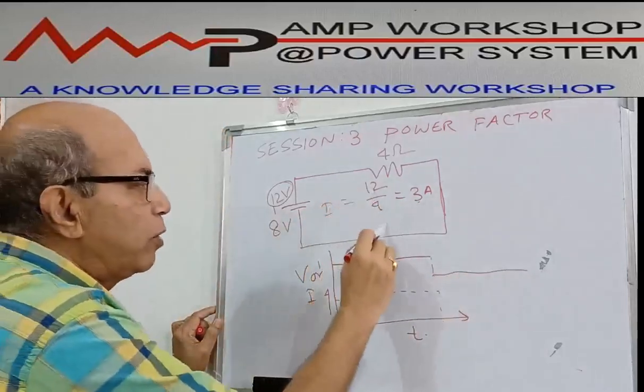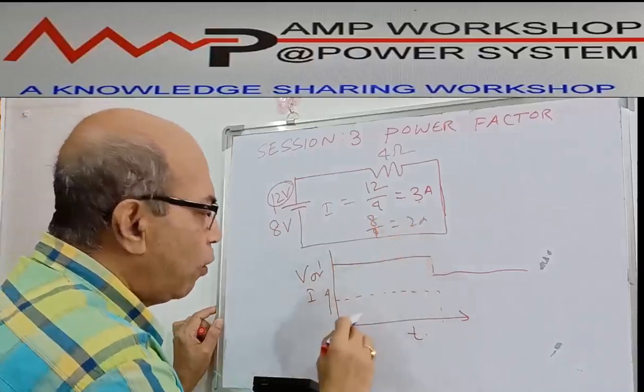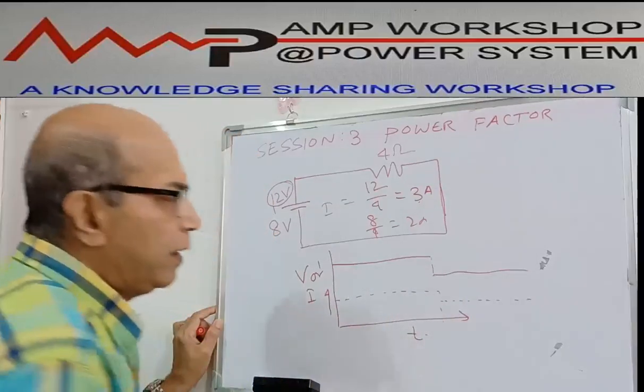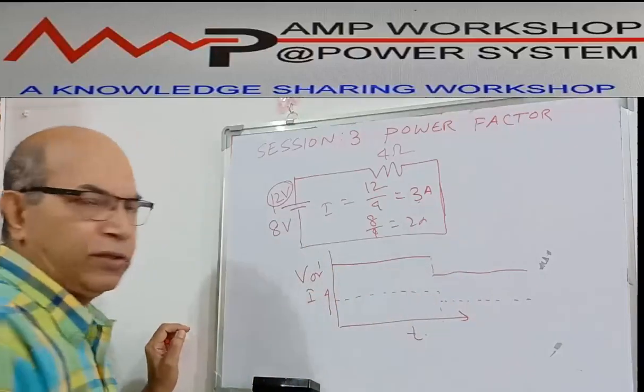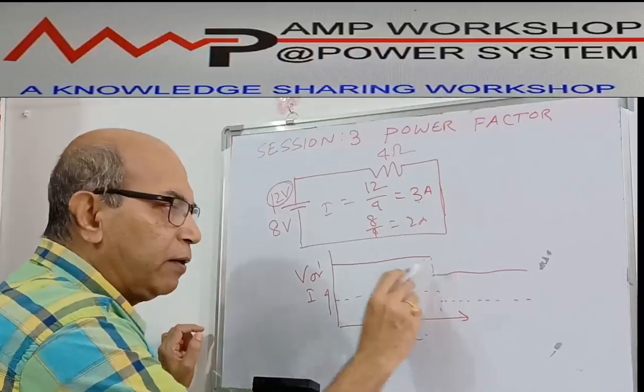When the voltage is 8 volt, the current will be 8 by 4, that is equal to 2 ampere. Automatically at this moment the current changes to 2 ampere. You see from here, the moment voltage changes, immediately the current changes. There is no lagging or leading of the current with the voltage.